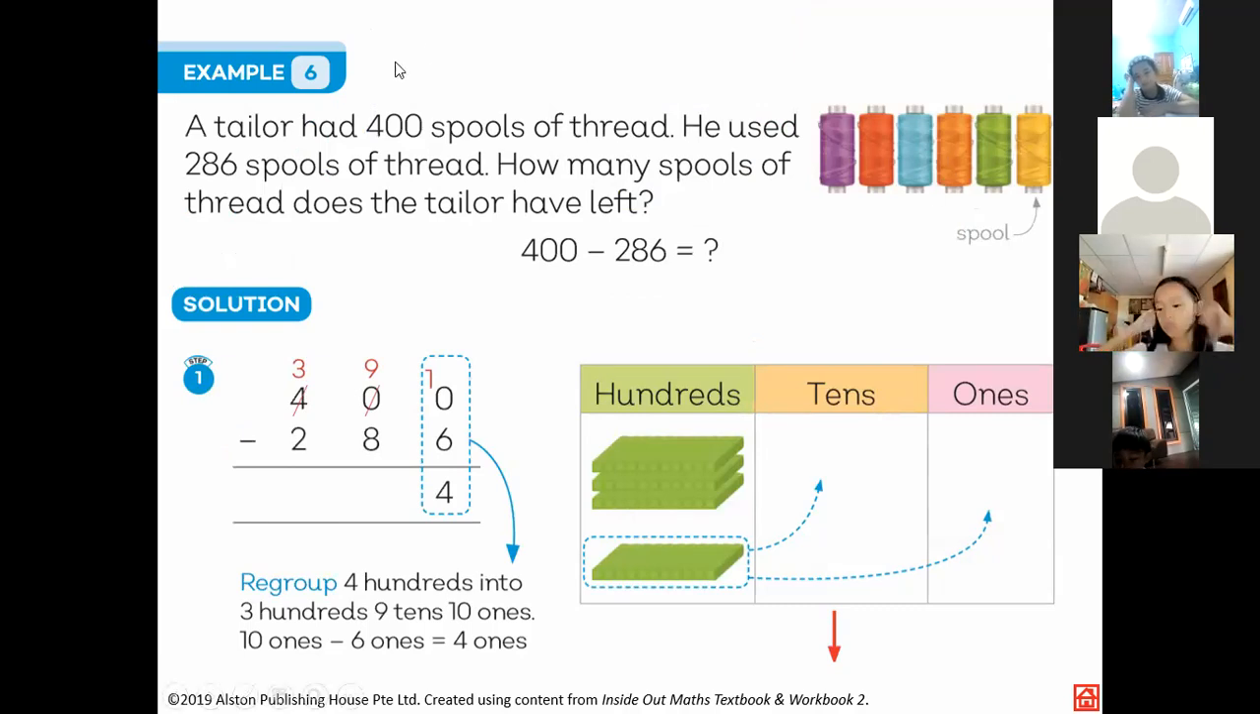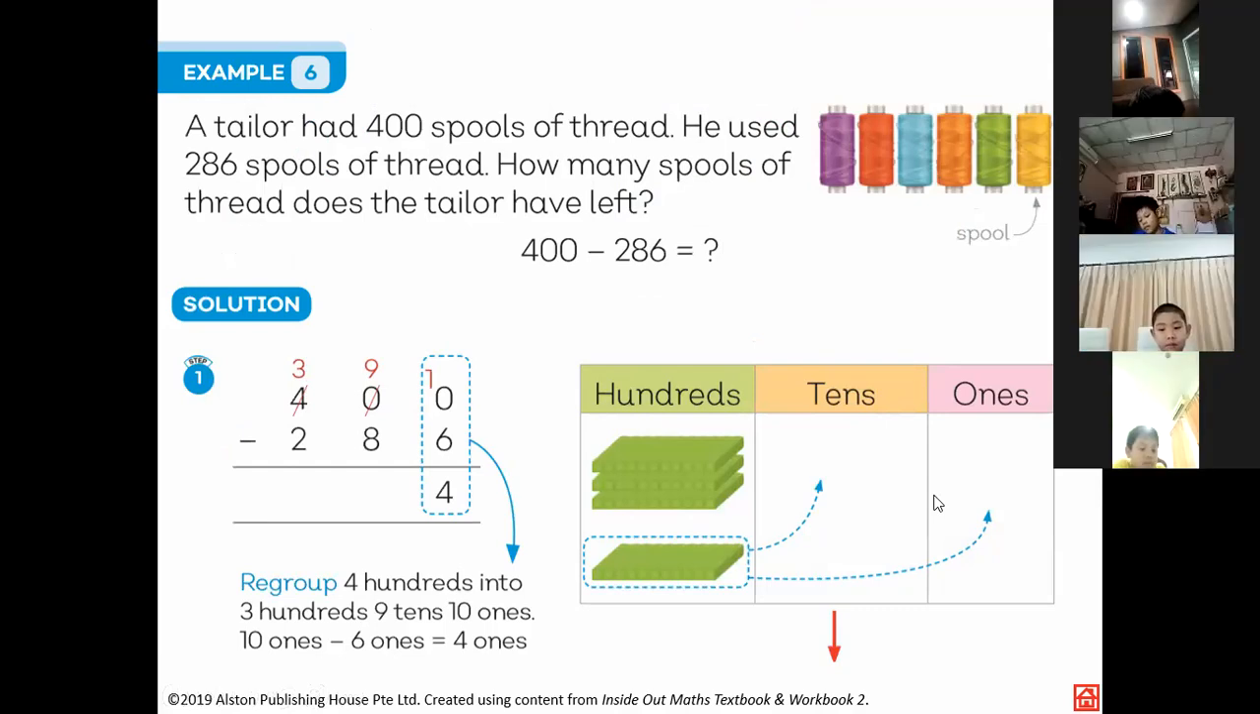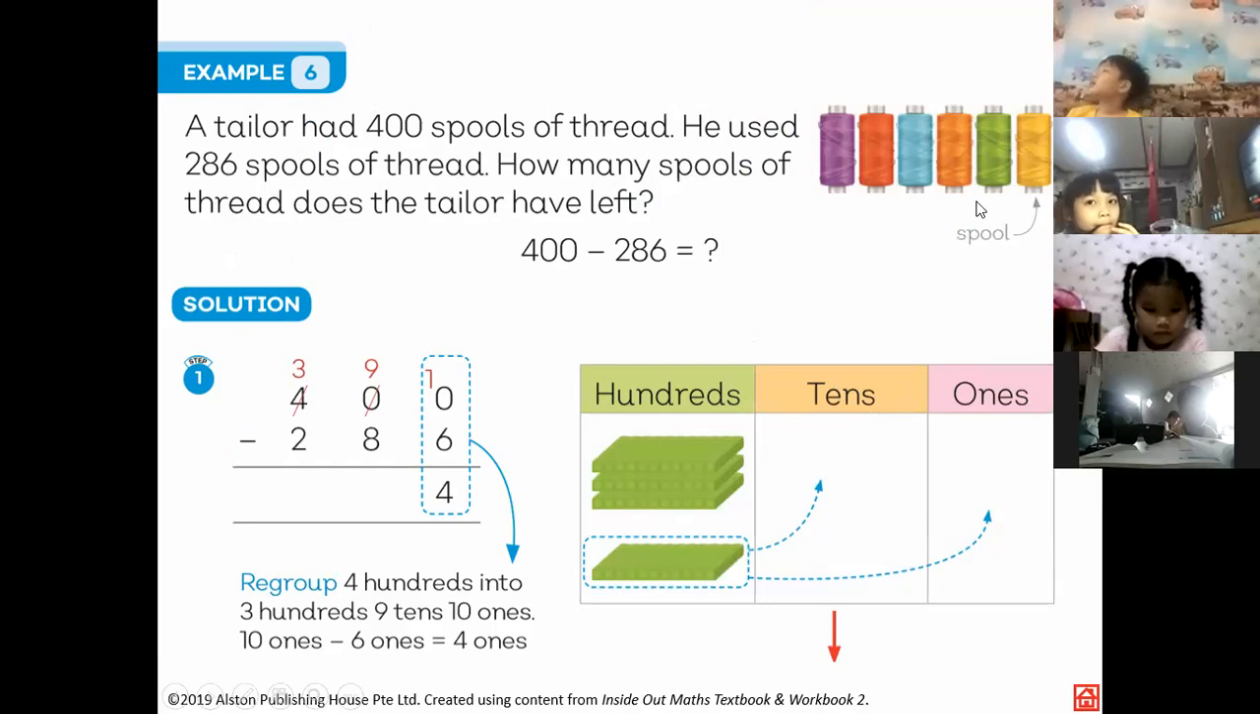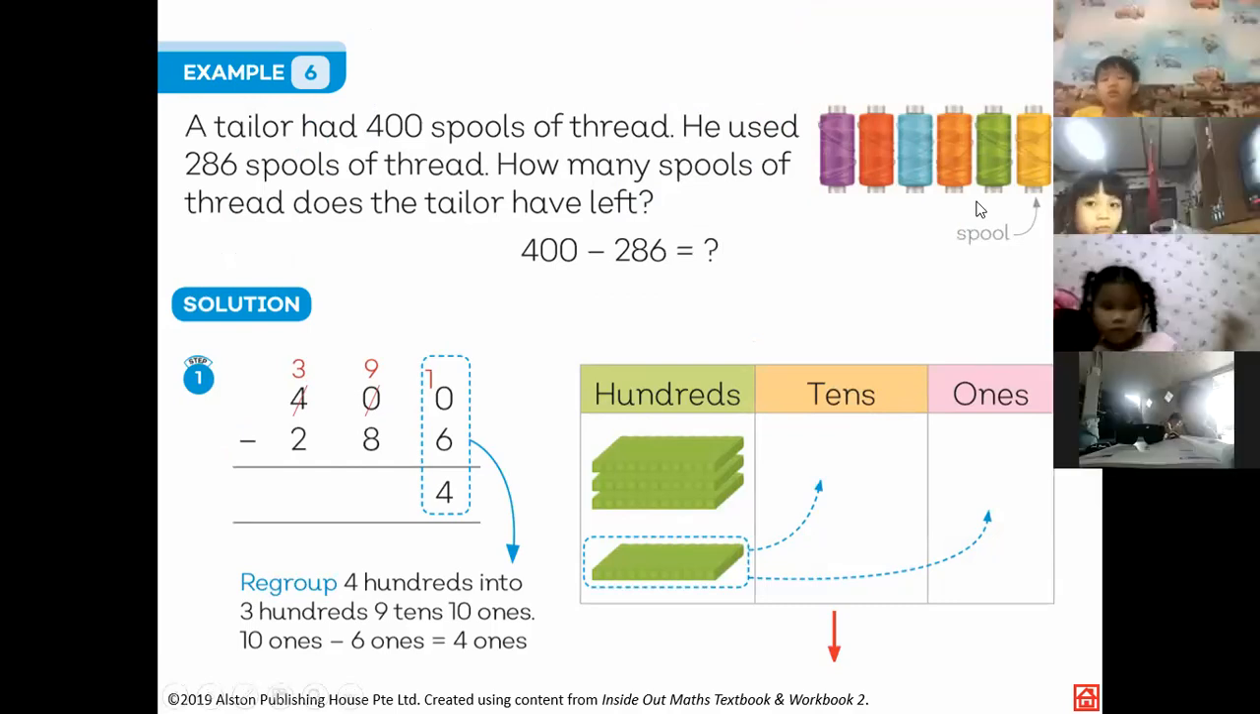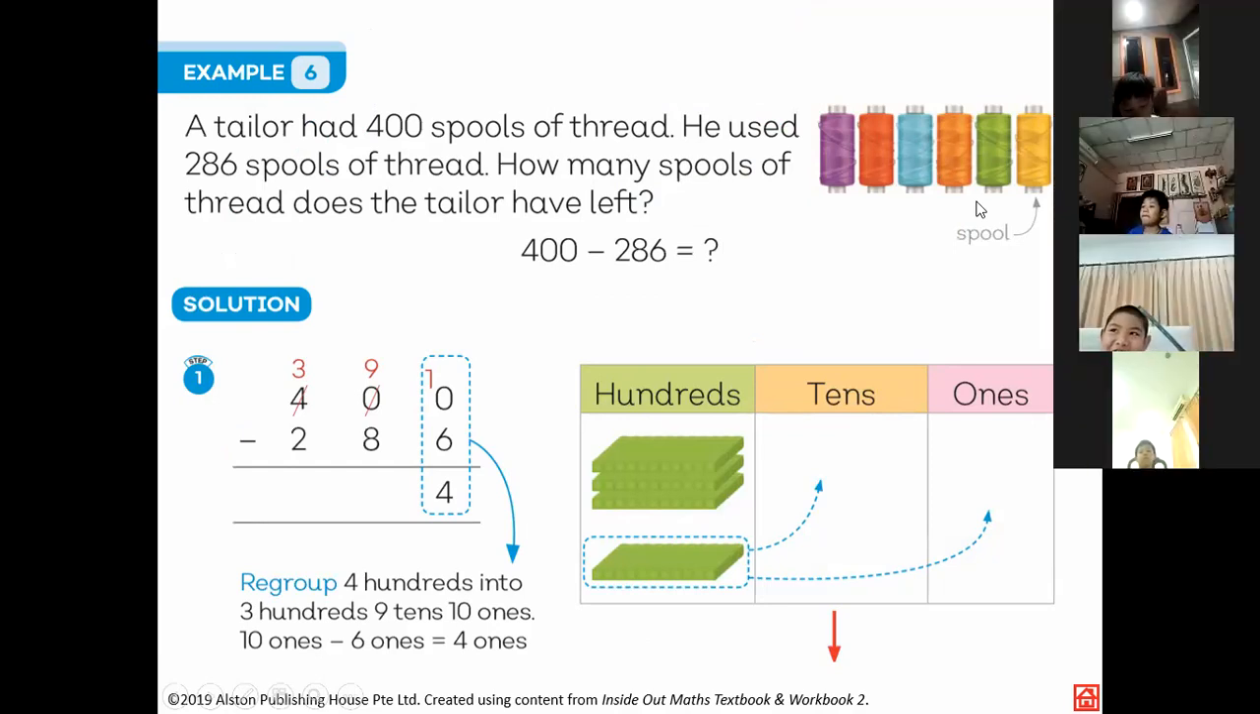Okay, now turn your book to page number 45. Turn your book to page number 45, example number 6. I'm going to call someone to read example number 6. What about Ashita? Ashita, can you read example number 6, please?